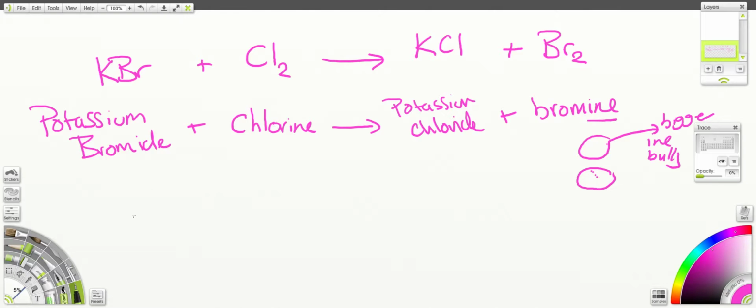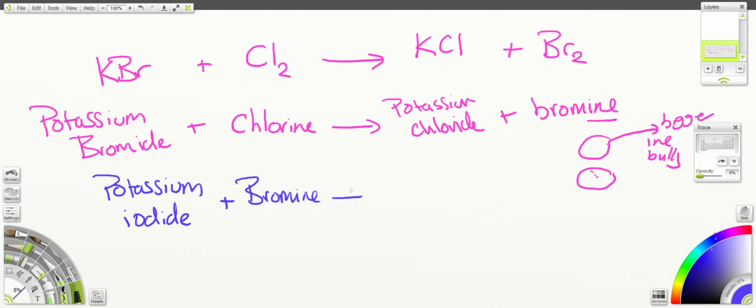Let's do another example. Let's take potassium iodide. So let me just change colors as well. Why not? So it's potassium iodide plus, let's do it with bromine, and we're going to see if there's a reaction.